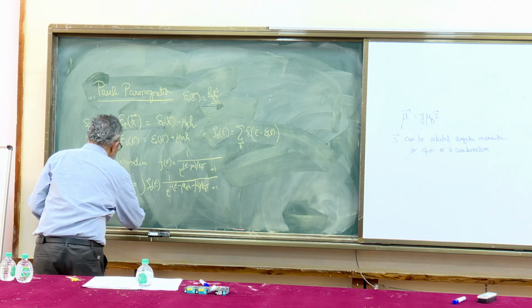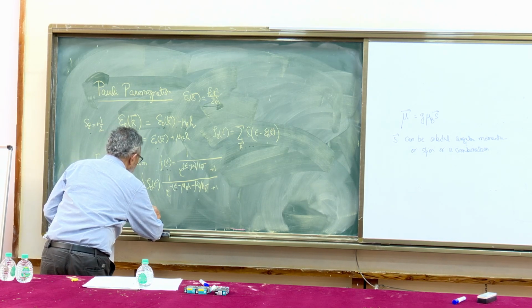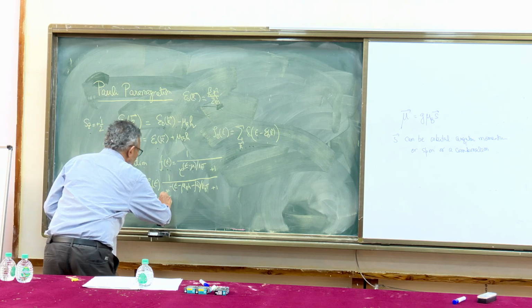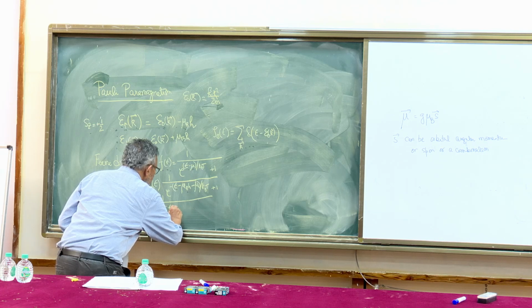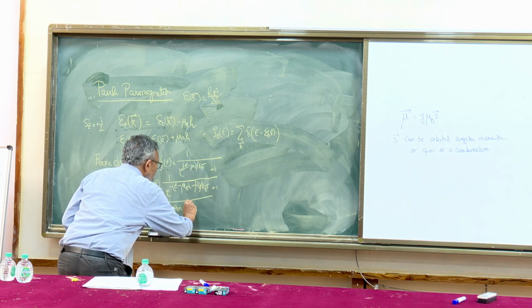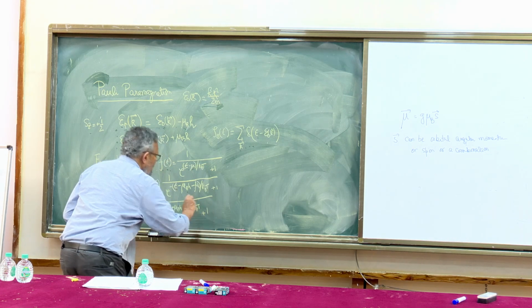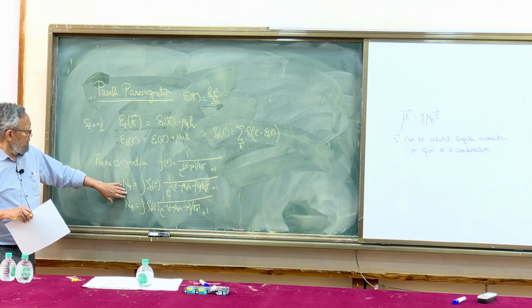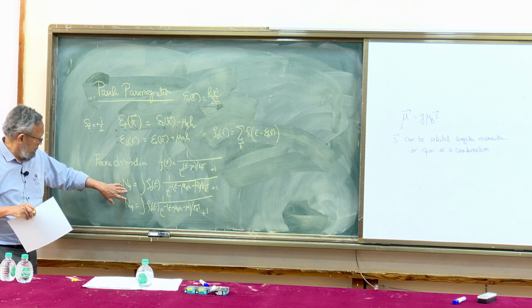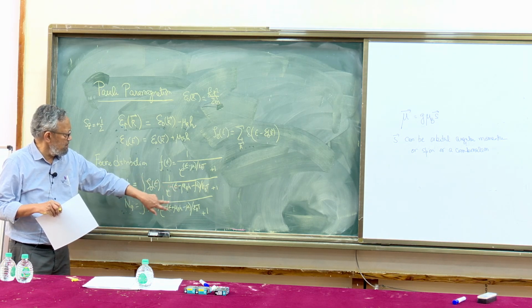So let me write them down also, just for the sake of completeness. Exponential minus epsilon plus mu BH. So this tells me how many electrons are there with spin up and how many electrons with spin down. And these two are different because here this comes with a minus sign and this comes with a plus sign.